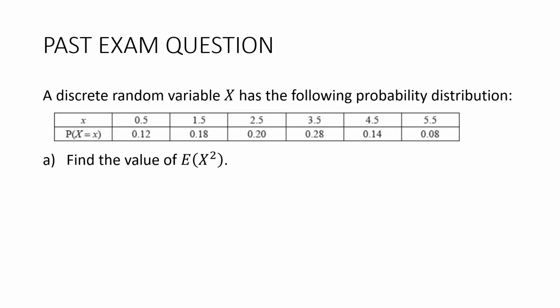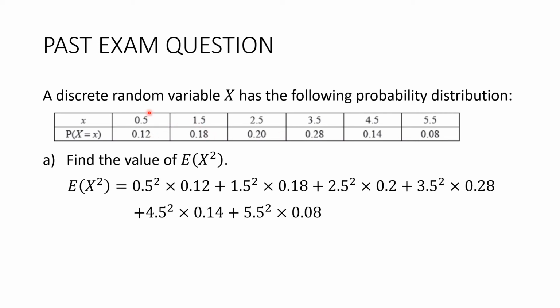Okay, let's finish off with a past exam question. A discrete random variable x has the following probability distribution. Part A, find the value of E(x squared). So remember, this is going to be all of the x values squared multiplied by their respective probabilities and add them all up. So it's this, 0.5 squared times 0.12 plus 1.5 squared times 0.18, etc., etc., etc., which gives us 10.37.